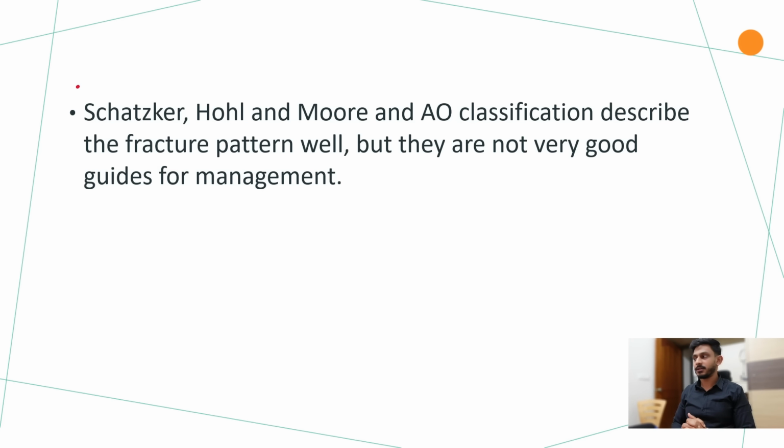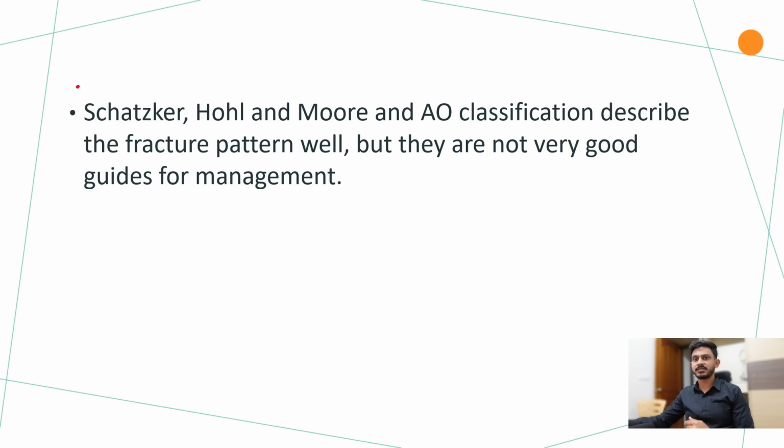As you know about the proximal tibia, there are various classifications such as the Schatzker, the Hall and Moore, and the AO classifications, which all classify the proximal tibia fractures well. But they only classify and describe the fracture pattern in the sagittal plane. All of these classifications do not classify fracture lines which go through the coronal plane.